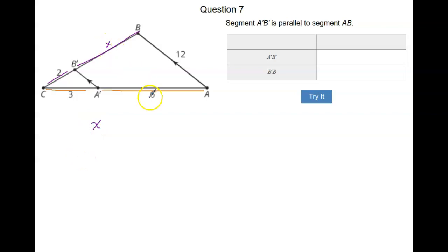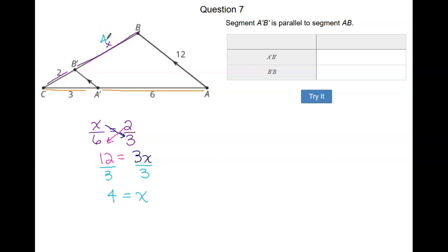So X corresponds with 6. And I have to come back to this purple side, so I'm going to do 2 over 3. So X over 6 is equal to 2 over 3. We just are going to cross multiply. So X times 3 is 3X. And then we cross multiply over here. So 2 times 6 is 12. Then we divide both sides by 3 to figure out what X is equal to. So X is equal to 4.